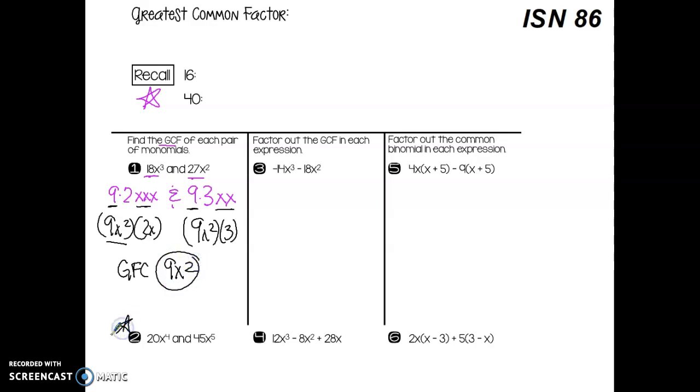You can do 2 on your own. All right, now I'm going to look at an expression. The first thing I'm going to look for, though, is the greatest common factor between these two terms.